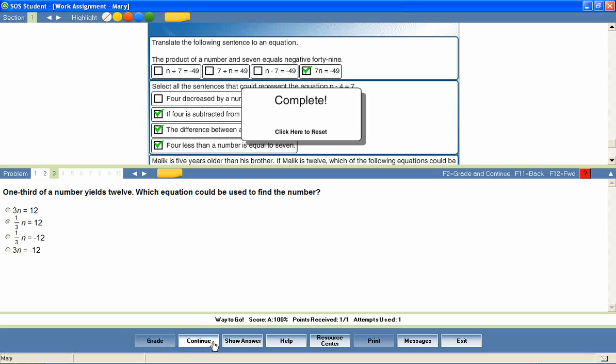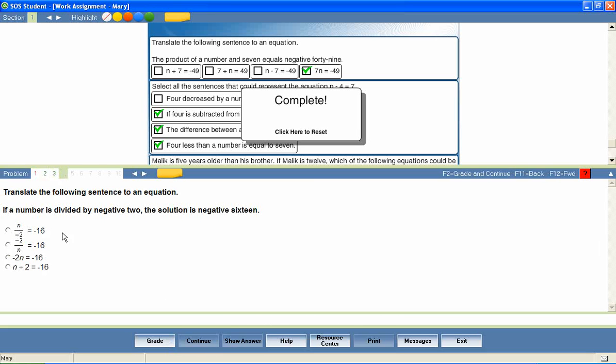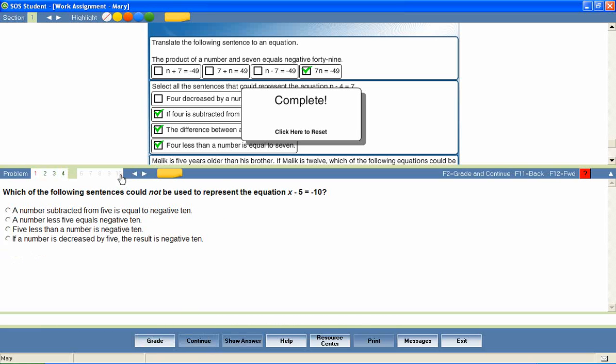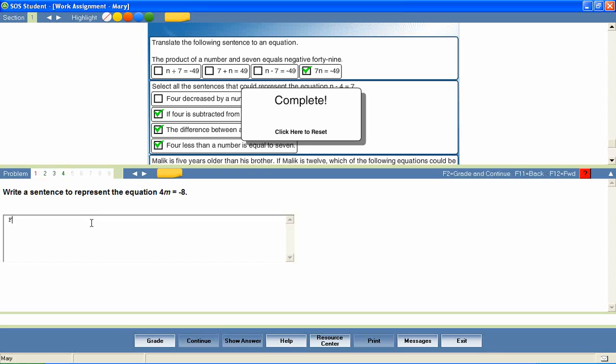85 to 90% of student work is graded instantly by the program. Answers are automatically saved as the student works through the questions, and immediate feedback is given after each question has been answered.